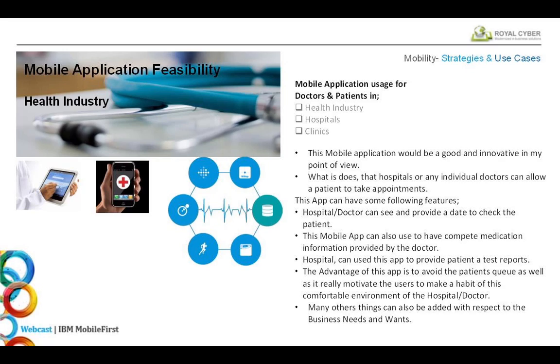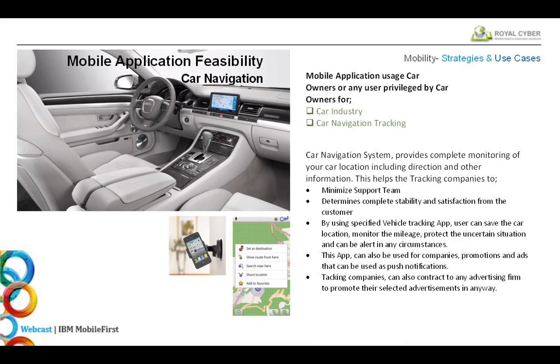For automobiles and navigation, this mobile application is mostly for car owners and any user authorized by car owners. The sole purpose of this mobile application is to provide complete navigation and tracking of the car with respect to location. The car navigation system provides complete monitoring of your car location, including direction and other information. This helps tracking companies and individuals minimize the support team and critical support path, and determines complete stability and satisfaction in locating your desired vehicle. By using a specific vehicle tracking app, the user can save the car location, monitor the mileage, protect against uncertain situations, and be alerted in any circumstances.